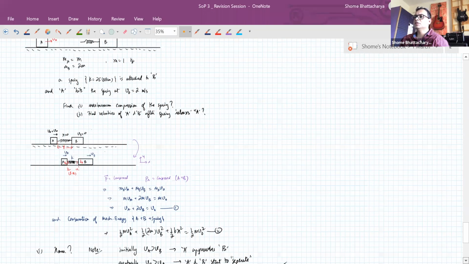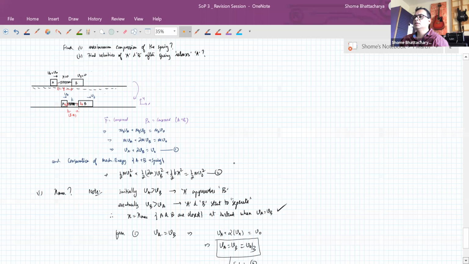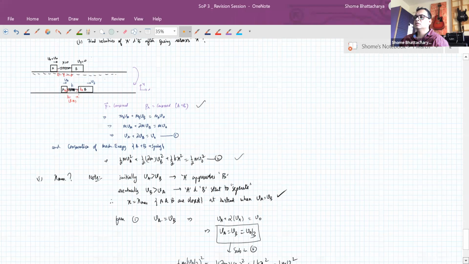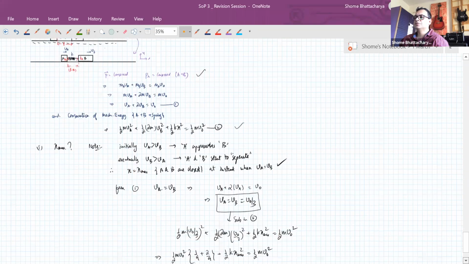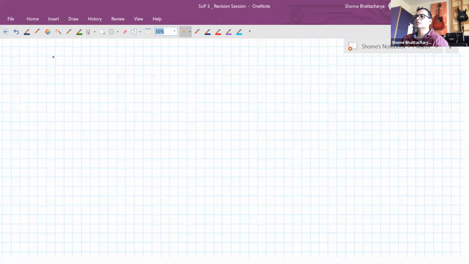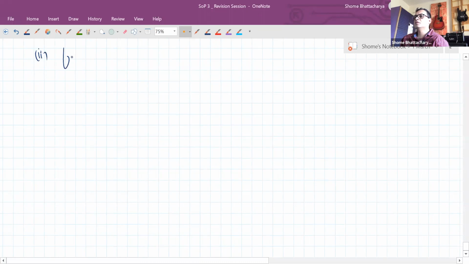Okay, so momentum conservation, energy conservation, and then applying the condition that when the spring has maximum compression, they should have common velocity. And like that, the second part of the question is when the spring disengages, you want to find the final velocities when the spring is relaxed again. So x is equal to 0.